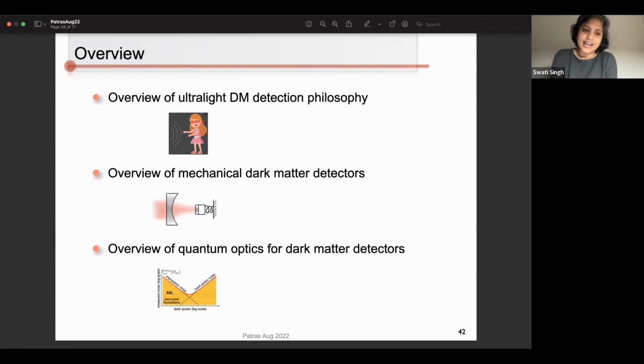And finally, I talked a little bit about using quantum optics techniques to mitigate the measurement noise, and how this subject is in its infancy. And there are a lot of techniques that were thought of and then used for gravitational wave detection that can also be implemented for dark matter detection.